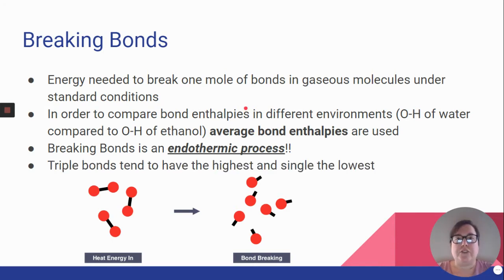Now a triple bond tends to have a higher amount of energy needed to break it because there's more of those shared electrons. Remember, the more electrons you're sharing between two nuclei, the shorter the bond length is because there's more attraction. And so the more attraction you have, the more energy is needed to break that bond.